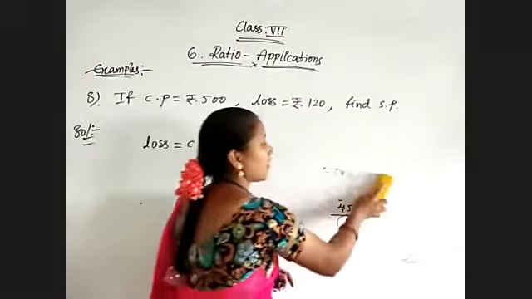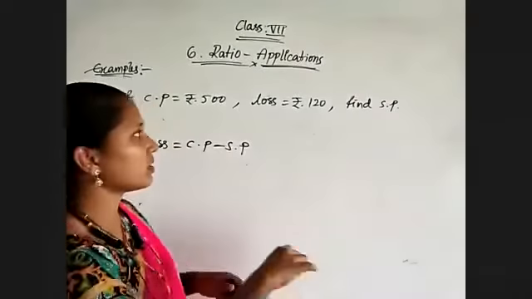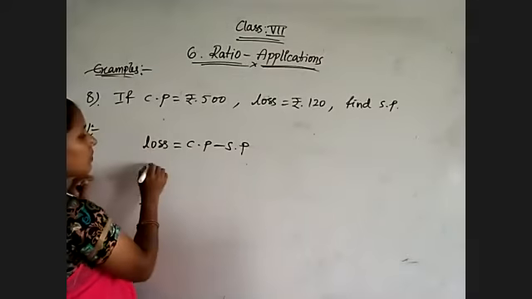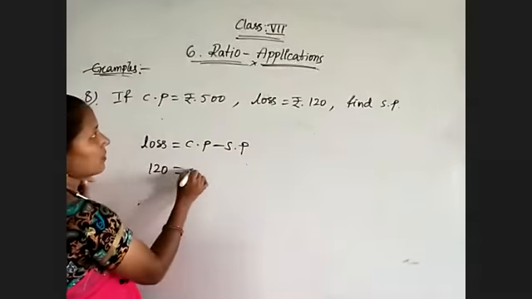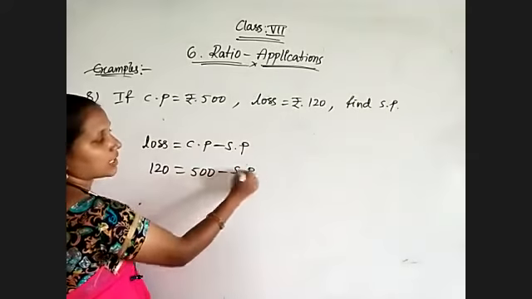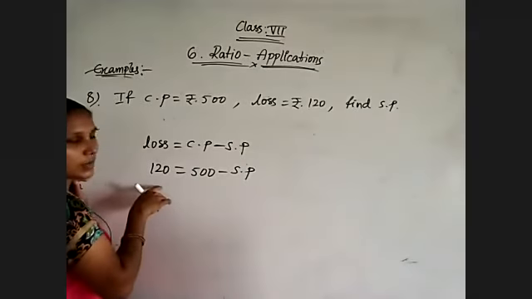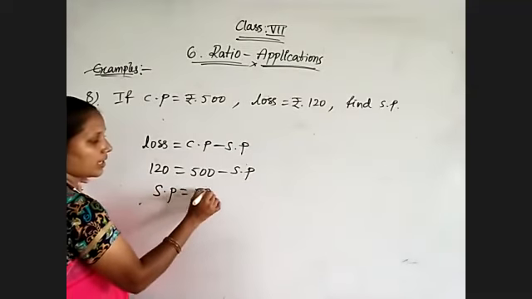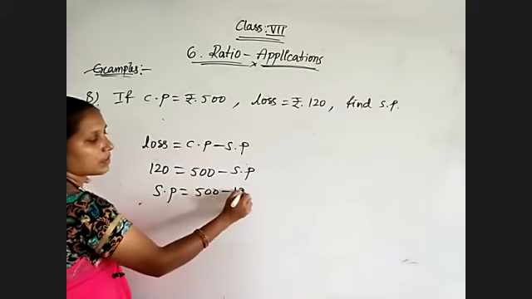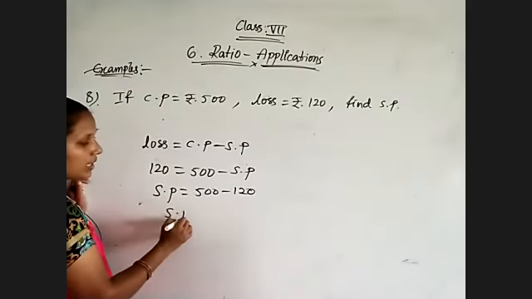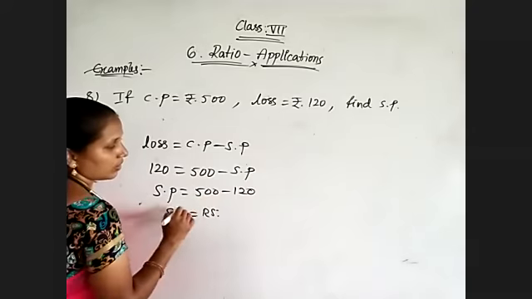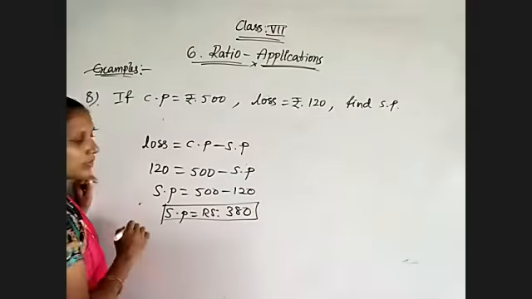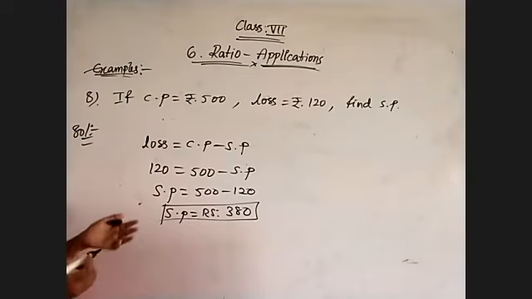See, I am taking various numbers and explaining how we need to solve all these questions. So loss is equal to 120 rupees, CP is 500 rupees, minus SP, which we need to find. So bring minus SP to this side and plus 120 to this side. What will we get? SP will be equal to 500 minus 120. So SP will be equal to 380 rupees.